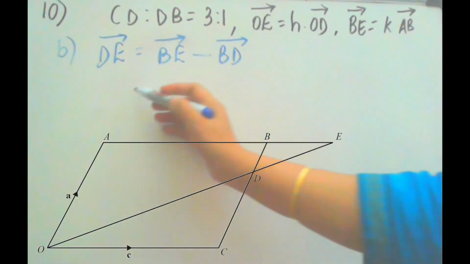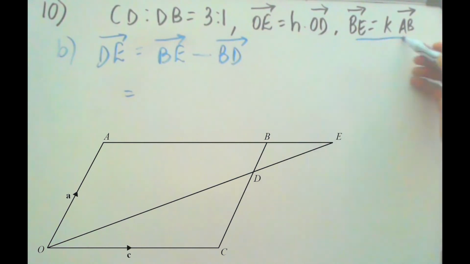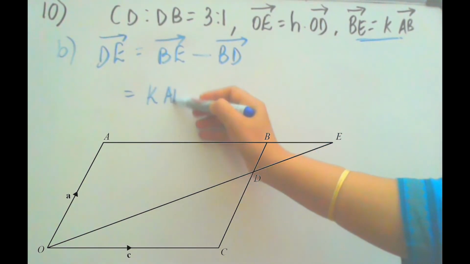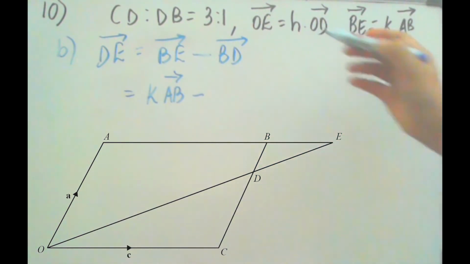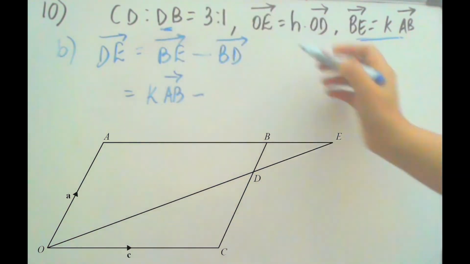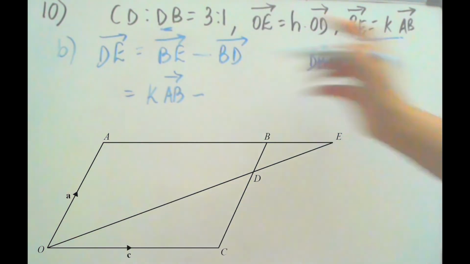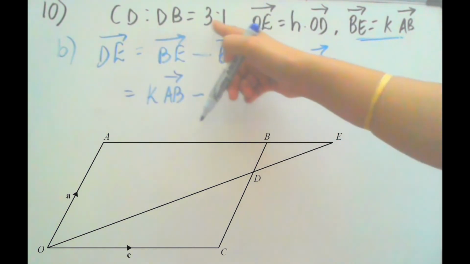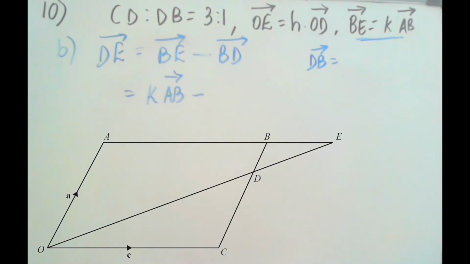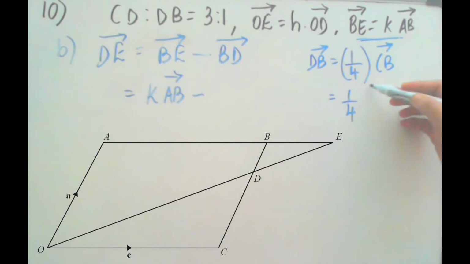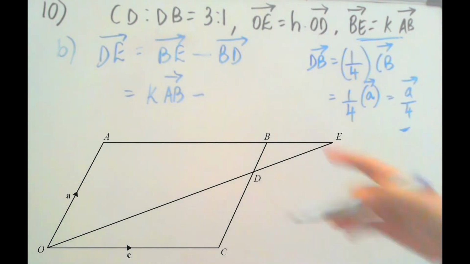Alright. BE minus BD. Now what is BE? Here it is. BE is K times AB minus BD. What is BD? BD is from here dB. So let us calculate dB. You see, dB is one part out of the total 4 parts of CB. Okay, so dB is 1 out of 4 parts of CB. So it is 1 out of 4 parts of A, which is A divided by 4. That is dB. But what we want is BD.